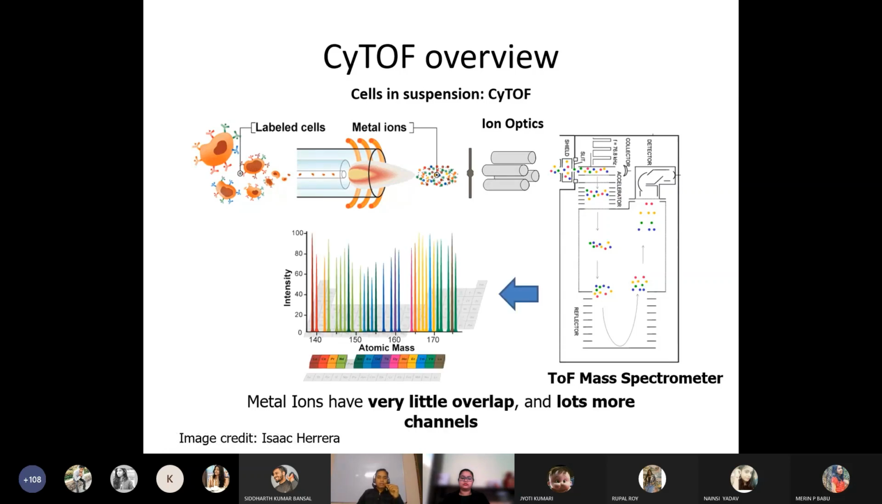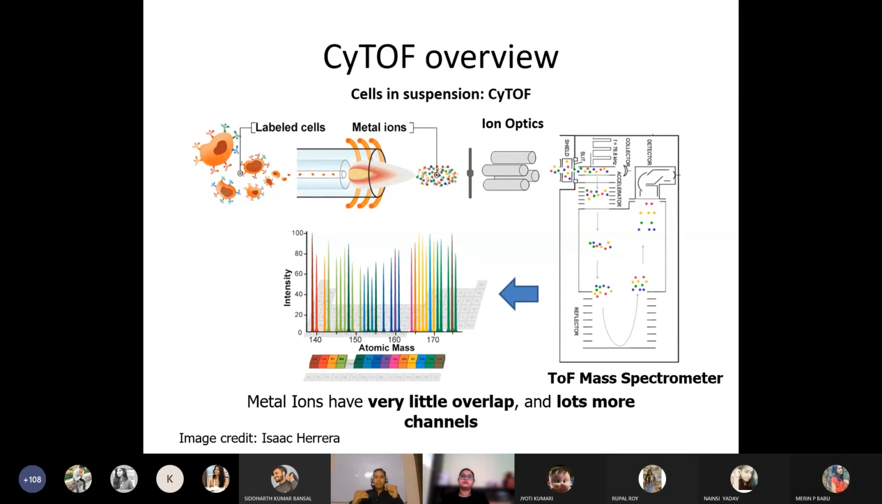Okay, so you might have seen that the metal ions, when they are accelerated through this quadrupole, move into the mass cytometer or mass spectrometer, and they are subject to a time of flight. And you must know that the time of flight is very important in order to find out the difference in their mass. And the mass corresponds to the protein which we have tagged.